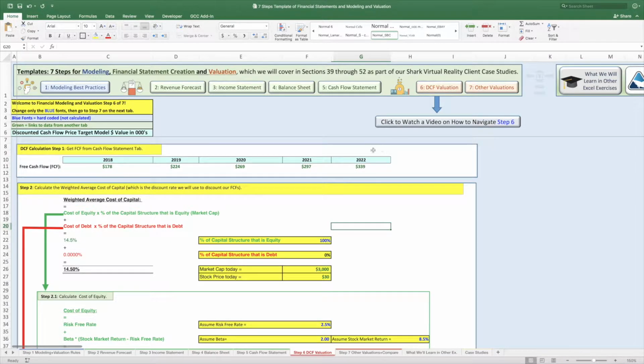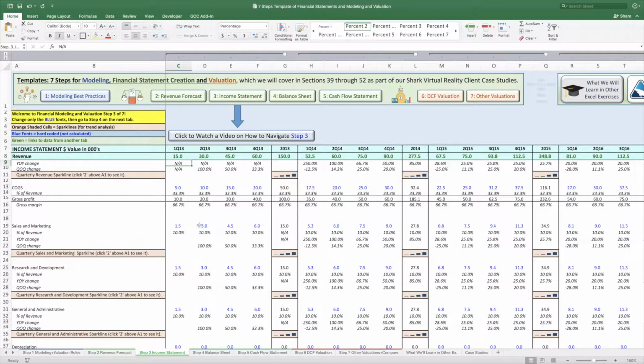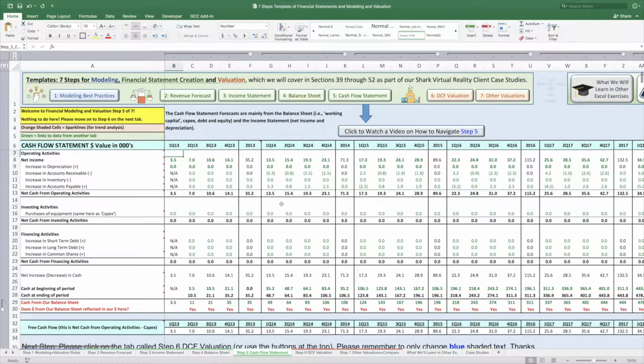Okay, and so this is a lot easier than you think. You've already done the hardest job, which was creating the model. So let's stick with the Tootsie Roll Corporation, which we created in step 2. We did the revenues. Remember, step 3, we created the income statement. Then we did the balance sheet, and then we did the cash flow statement in step 5.